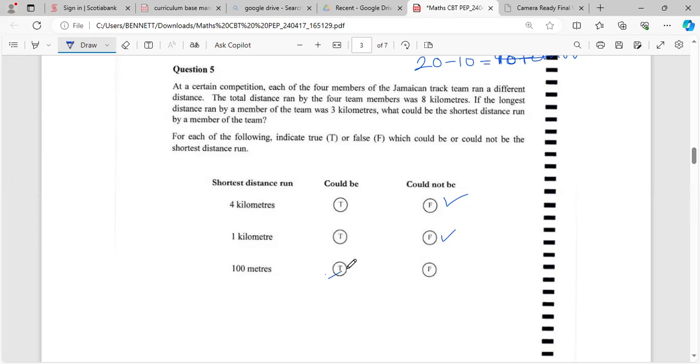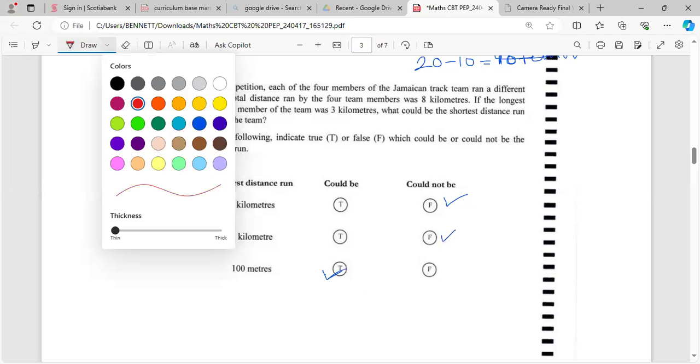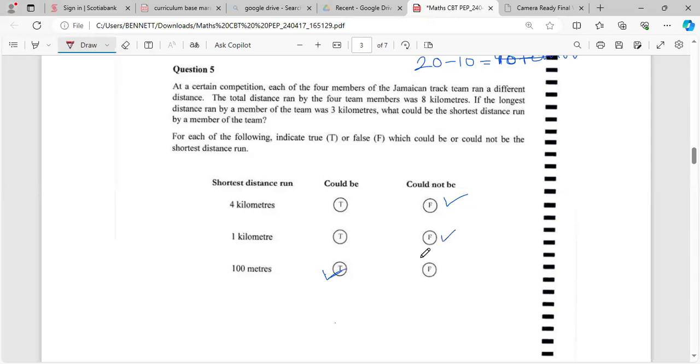Class critique is no. Sir, I disagree. All right, Jubin, go ahead. What do you disagree with? Sir, 1 kilometer could be. Okay. So you agree with all the others, right? Yes, sir. All right. Explain why 1 kilometer could be.